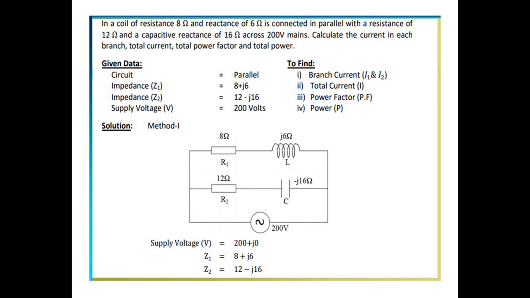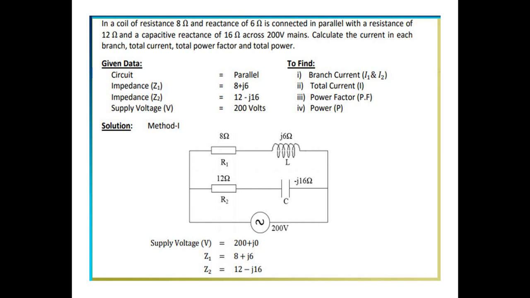Problem: a coil of resistance 8 ohm and reactance 6 ohm is connected in parallel with a resistance of 12 ohm and a capacitive reactance of 16 ohm across 200 volt mains. Calculate the current in each branch, total current, power factor and total power. Given data: parallel circuit, impedance 8 plus j6, impedance 2 is 12 minus j16. Supply voltage 200 volt. Find branch currents I1, I2, total current I, power factor and power.